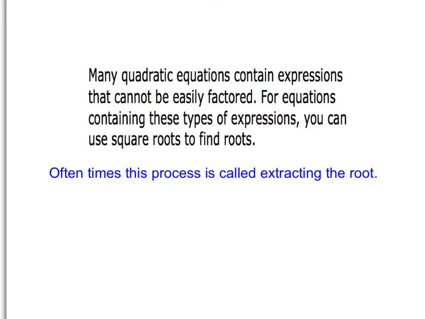Prior to going into the process of completing the square, we're going to use a process called extracting the roots. Extracting the root is when you isolate the x squared and take the square root of both sides. To summarize, many quadratic equations contain expressions that cannot easily be factored. For equations containing these types of expressions, you can use square roots to find the roots. That's what we're going to do, and this process is called extracting the root.